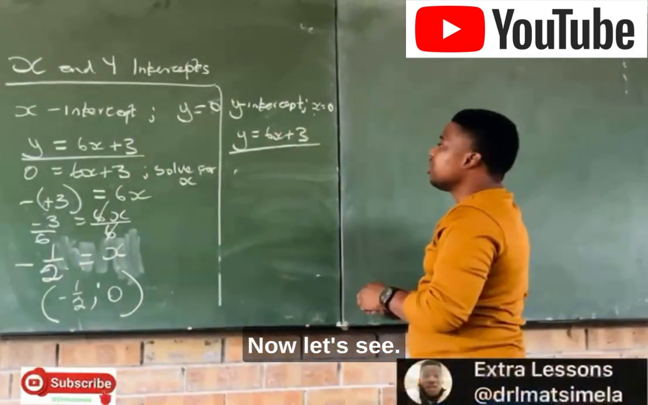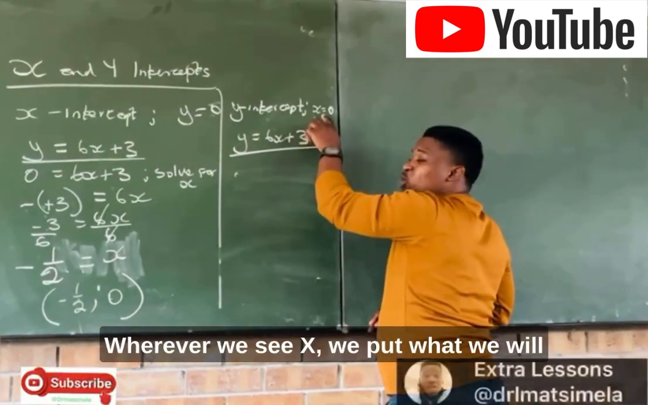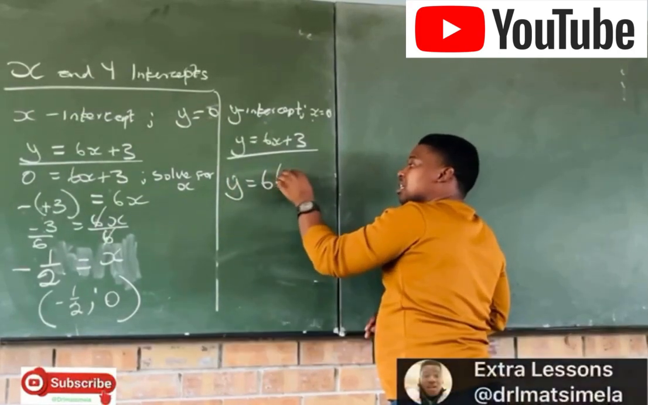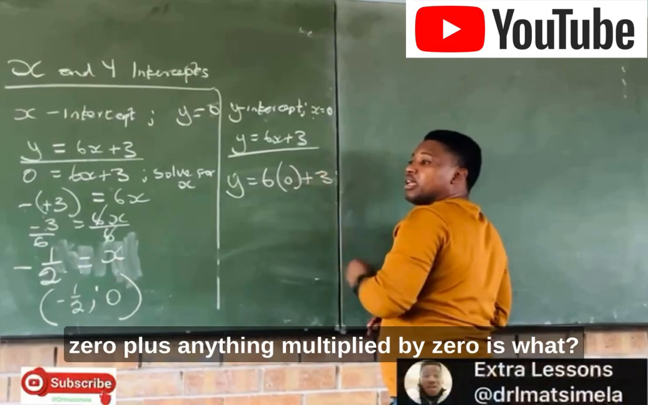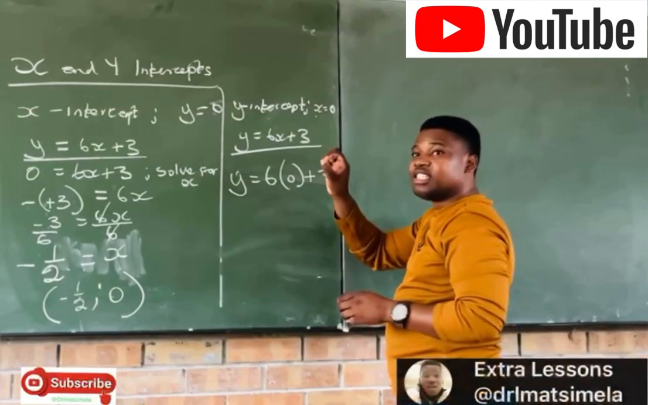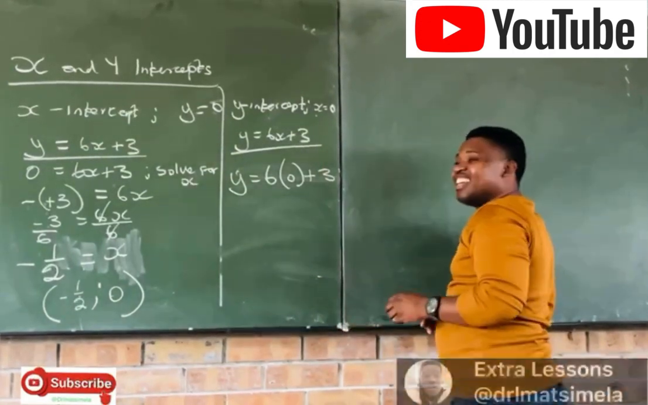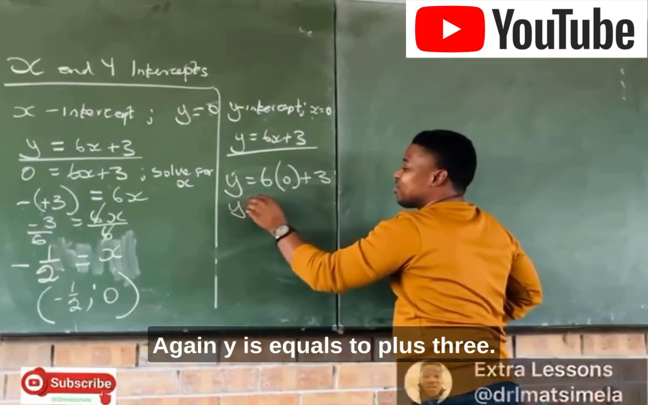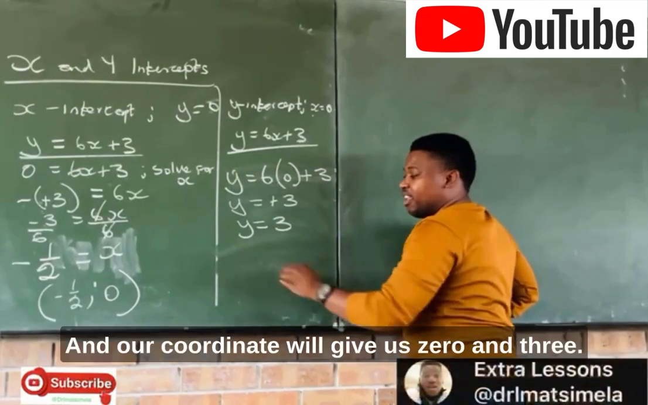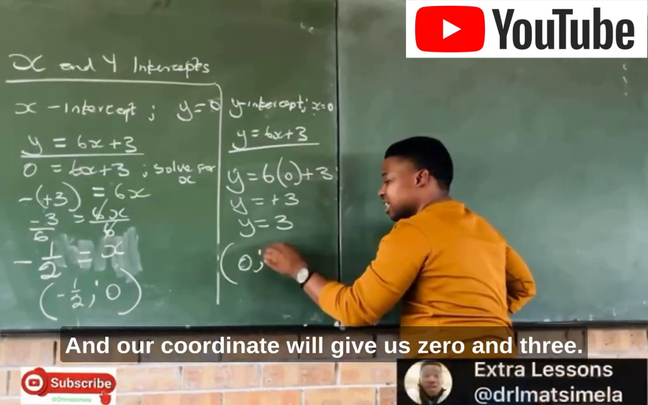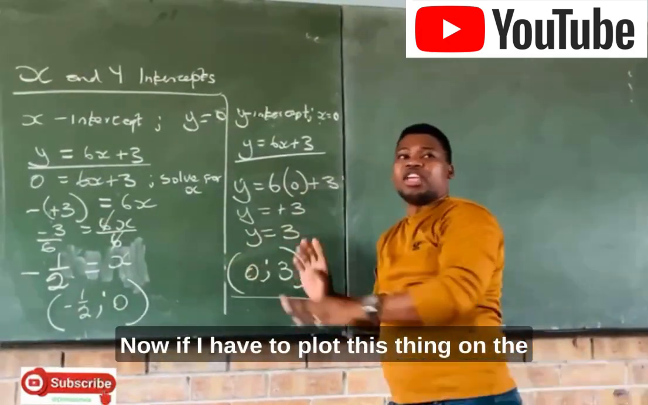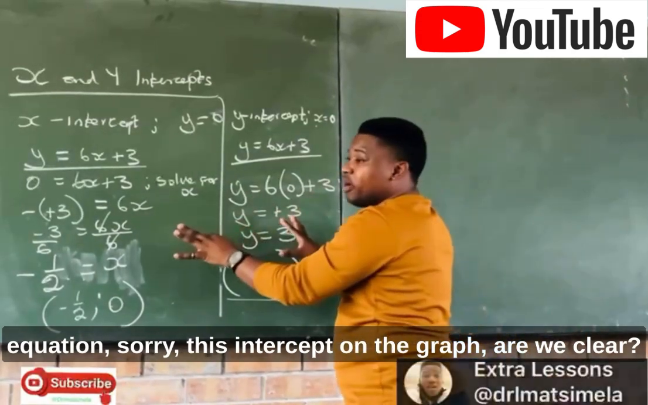Now, whenever we see x, we put 0. We will have y is equal to 6 multiplied by 0 plus 3. Anything multiplied by 0 is 0. Then we have y is equal to plus 3, in other words, y is equal to 3. Are we clear? Then our coordinate will give us 0 and 3. That is the y-intercept.